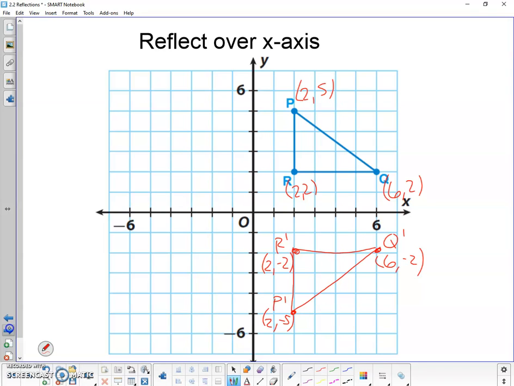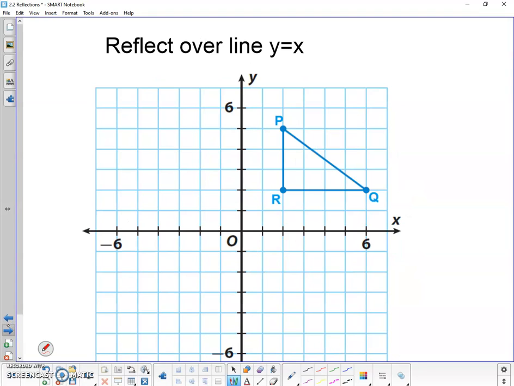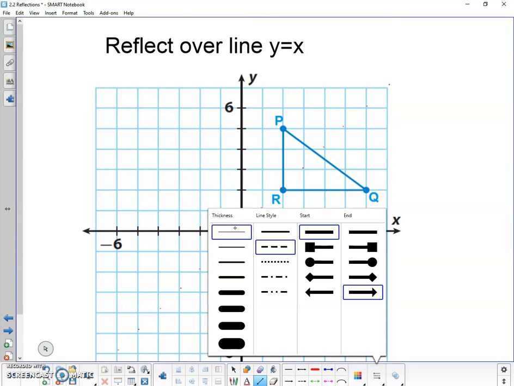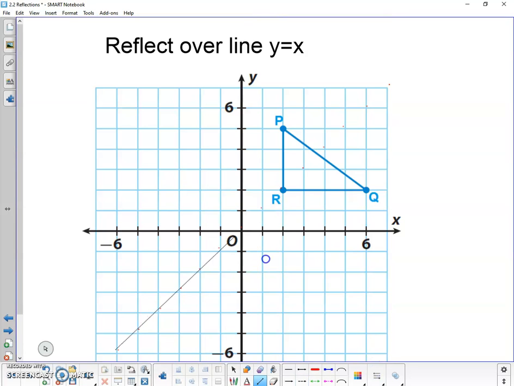The next one gets a little trickier. This is reflecting over the line y equals x. The line y equals x is what we call a parent function. This is a diagonal line that goes through the origin with a slope of 1. So that's our line y equals x.